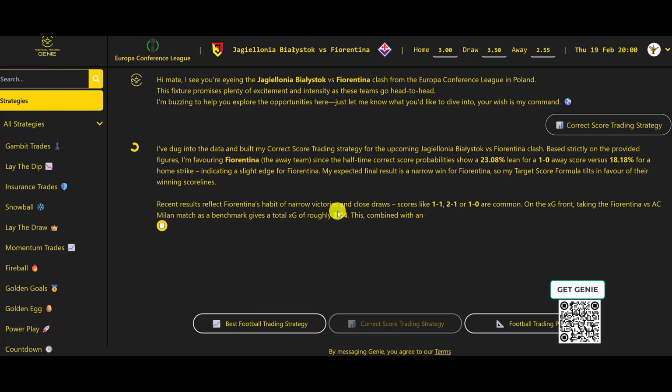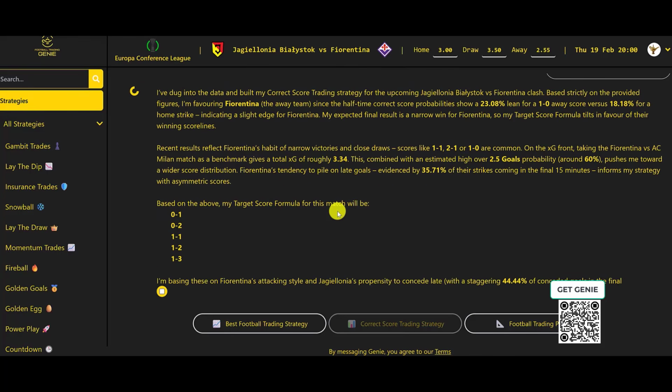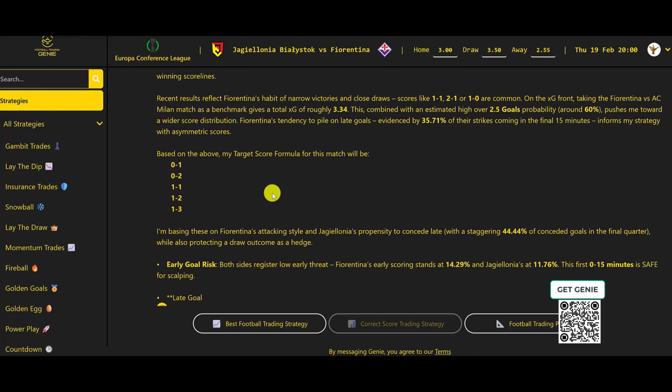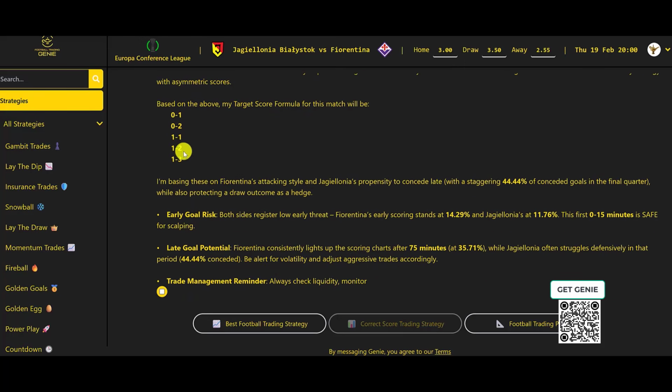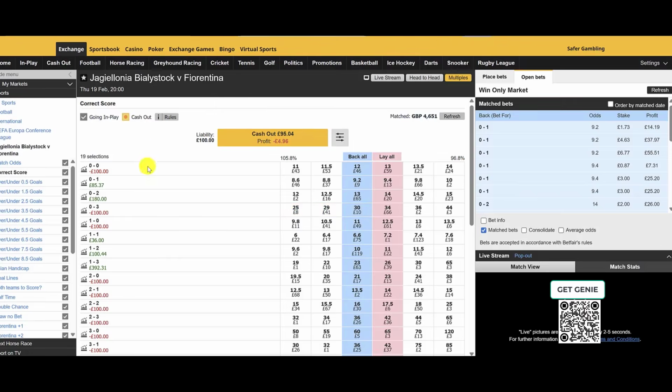So looks like the Football Trading Genie is targeting a 1-0 win for Fiorentina. Obviously, we're going to cover the scores around it. So 0-1, 0-2, 1-1, 1-2 and 1-3. Let's go get set up. So we're all set up here. 0-1, 0-2, 1-1, 1-2 and 1-3. And yeah, let's see how it goes in play. It's just about to kick off from the Europa Conference League.